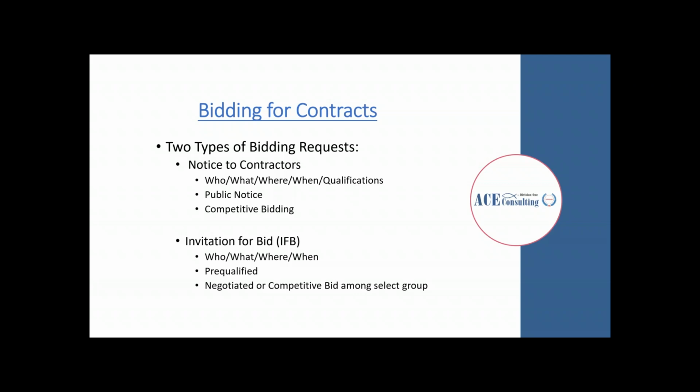Another type of bid request that might come out is an invitation for bid, also known as an IFB. This will have who, what, where, when needs to be involved for the bid to be turned in, what sort of qualifications you need to be pre-qualified to bid for a project, and whether or not it'll be a negotiated bid or a competitive bid among a select group.